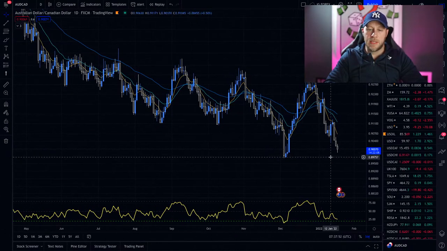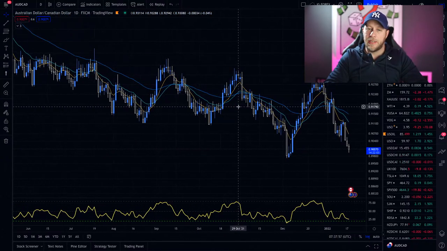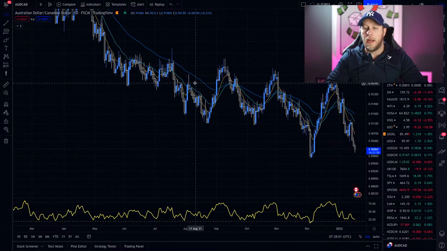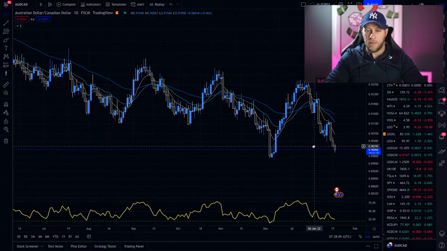We're approaching these lows now on the Aussie CAD, which is interesting because I haven't personally been looking at trending trades on this, even though we are in a bearish trend. On my trading time frame, we started to see a rotation, and I wasn't looking for trend continuations anymore. And coupled with the fact that this is much more of a consolidation pair for me.